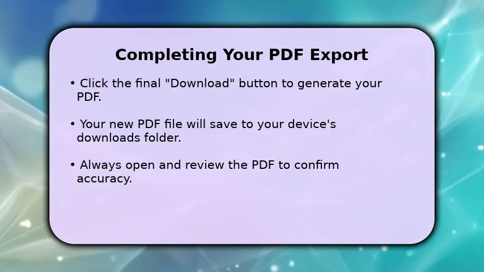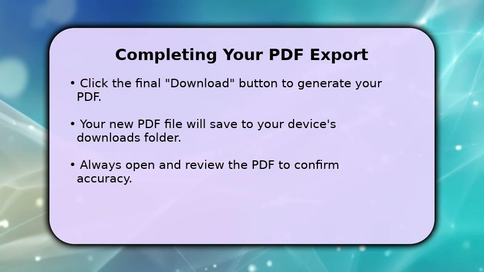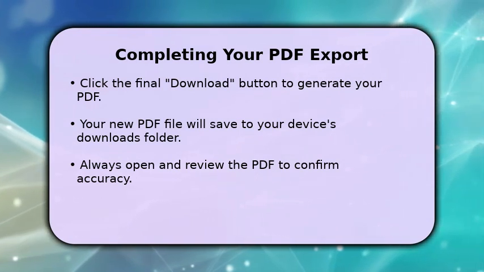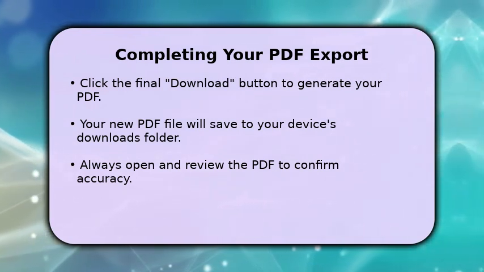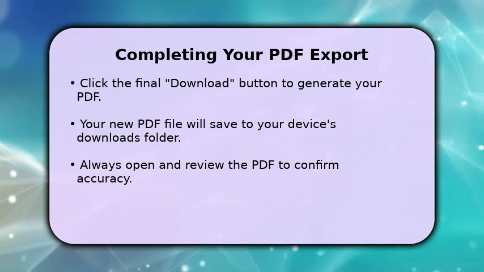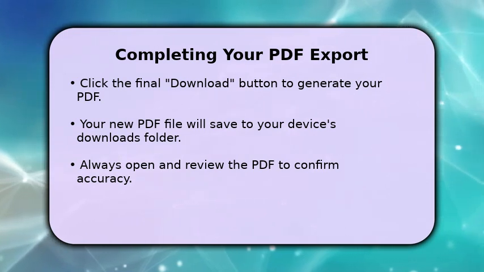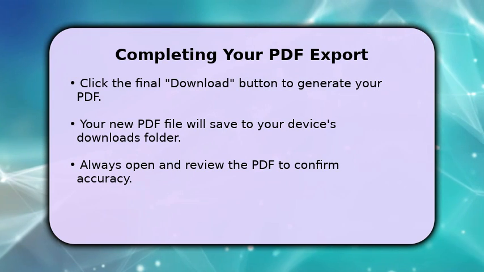Finally, with all your settings chosen, simply click the Download button. Canva will then process your design and generate the PDF file. This file will automatically save to your computer's default Downloads folder, typically within a few seconds.